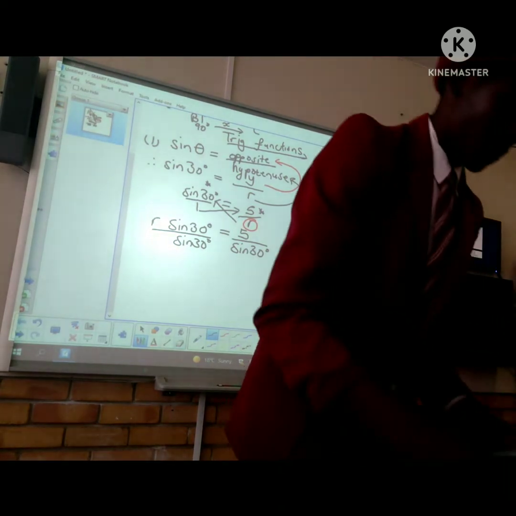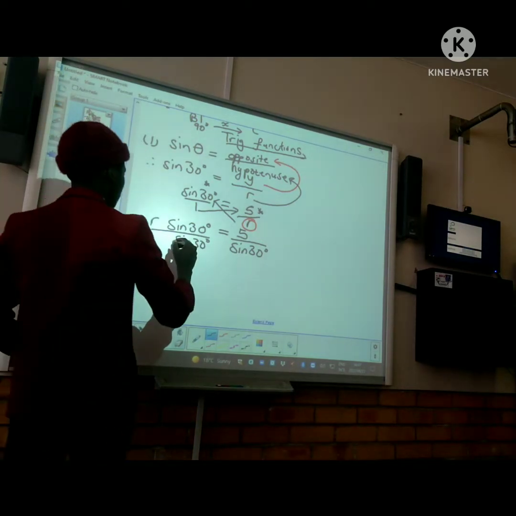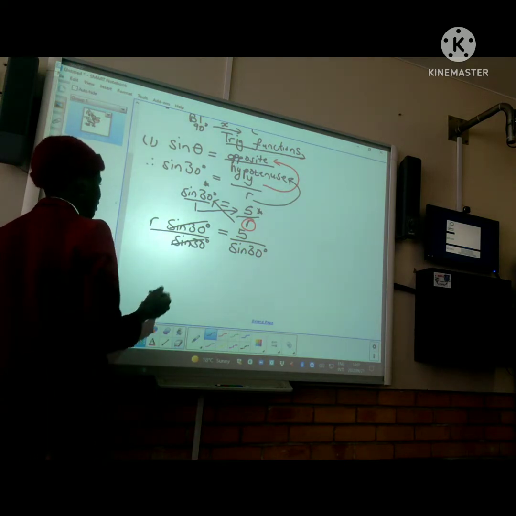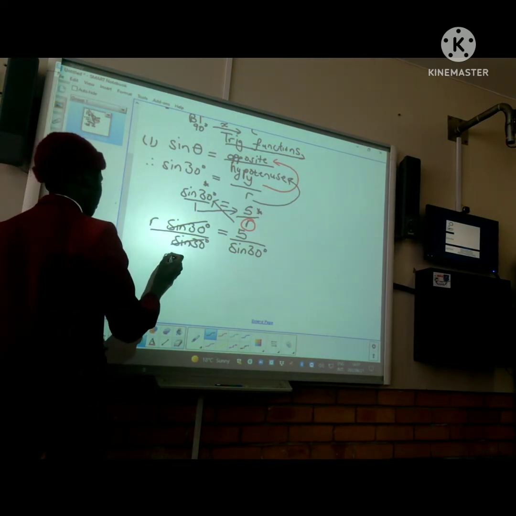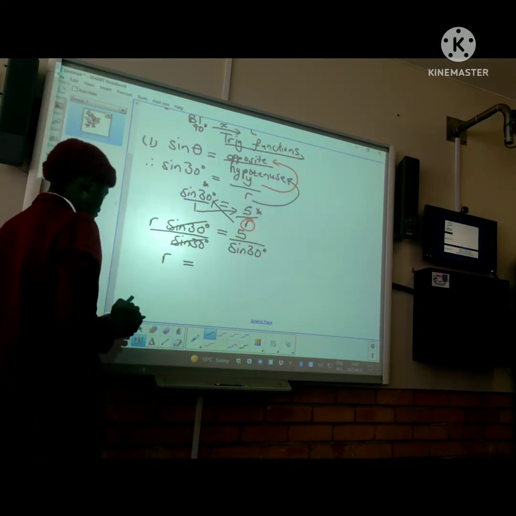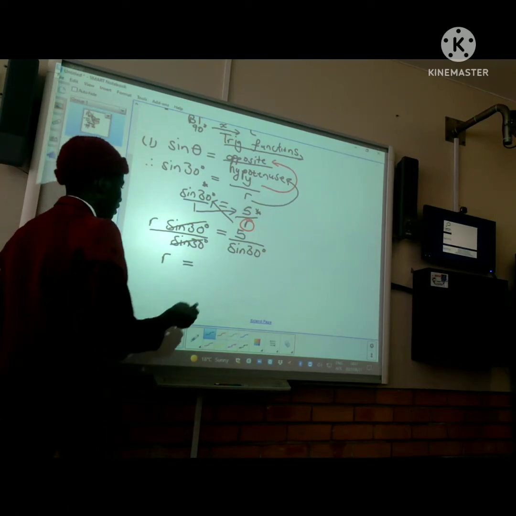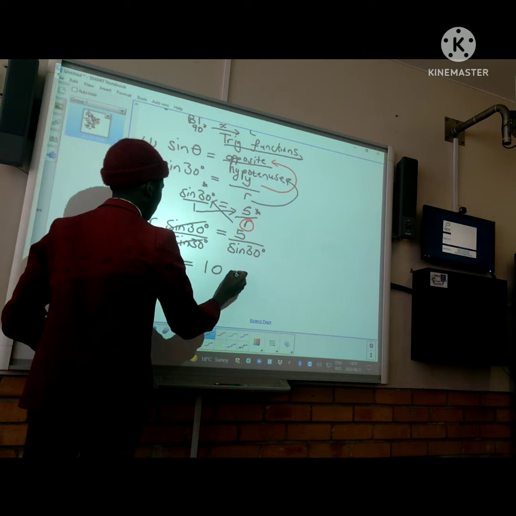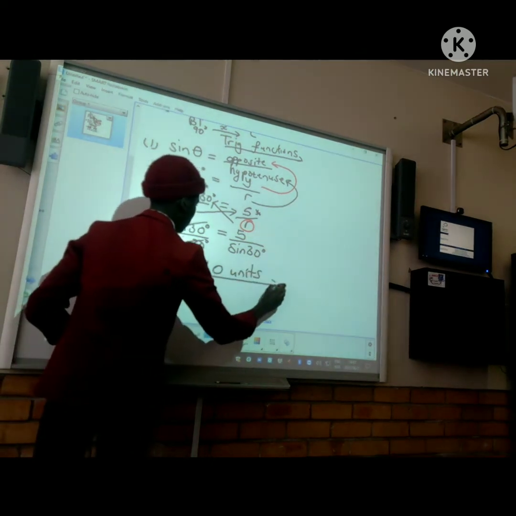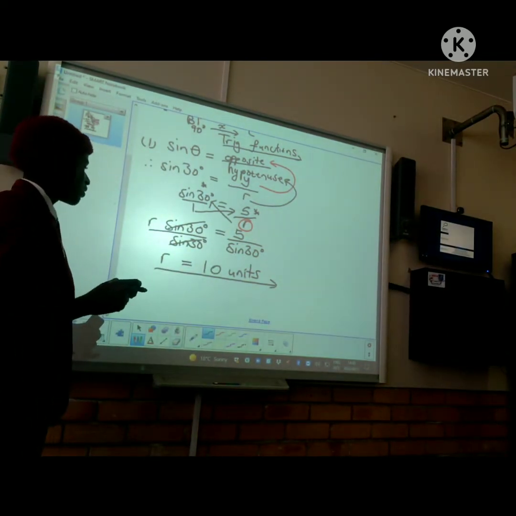Let me just take a calculator. So here, you can divide sine 30 degrees and sine 30 degrees because they are of the same kind and of the same size. So you have r remaining, r on its own, and then you punch in your calculator 5 over sine 30 degrees, and then you close the bracket, and then you get 10 units. That is your value for r. So that is how you use the sine of an angle to calculate a side.